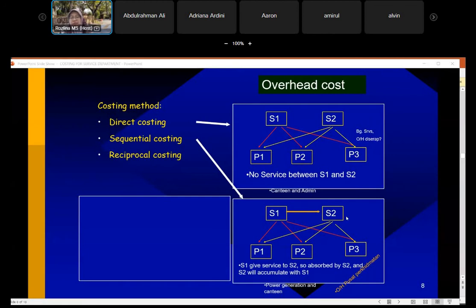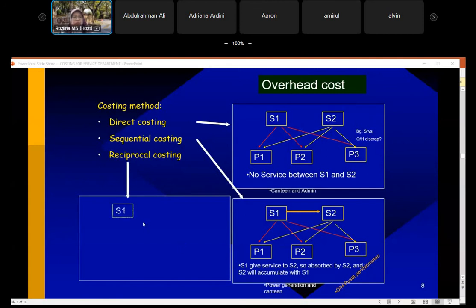That's it. Okay, so this is the sequential costing. Or S2 gives the service to S1, but it is only one arrow. Either S1 to S2 or maybe S2 to S1. Only one arrow. So this one is sequential costing.